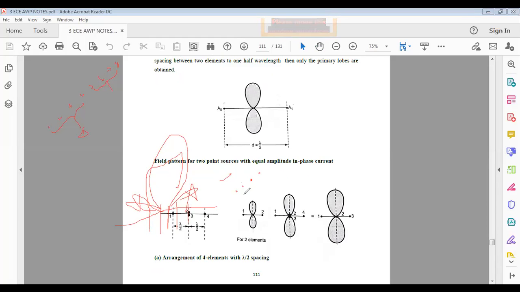Here, the technique to reduce the distance between the point sources is simply combining them, because of the separation between 2 and 3. Why? Because the pattern multiplication will not consider the distance between 2 and 3. Generally the 2 and 3 distance is lambda by 2. Here 1 and 2 is lambda by 2, 3 and 4 is lambda by 2, and 2 and 3 is also lambda by 2.